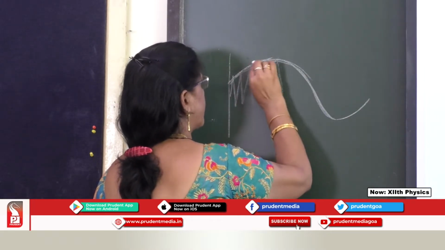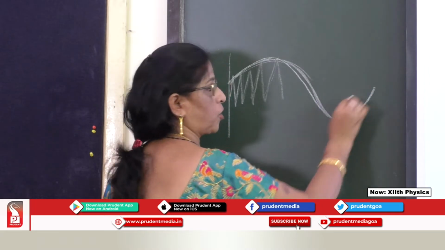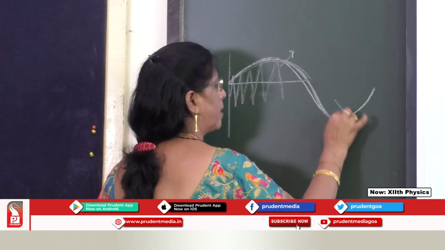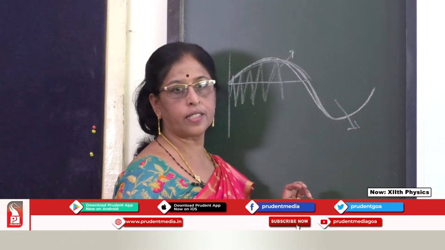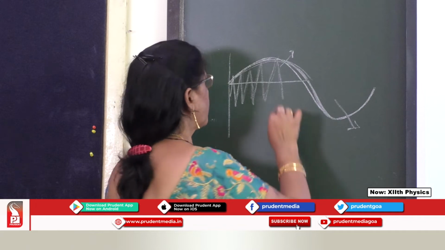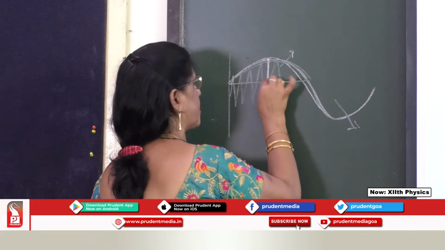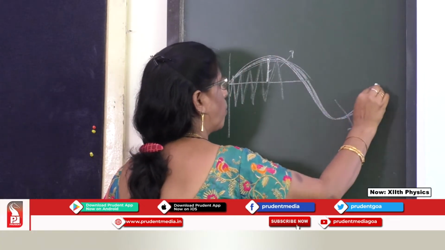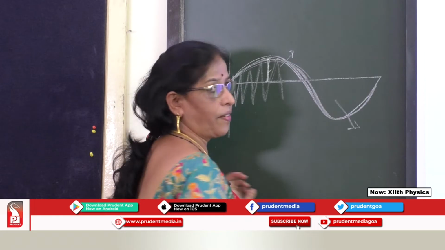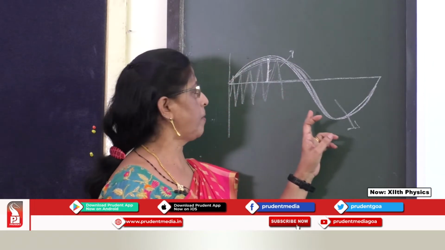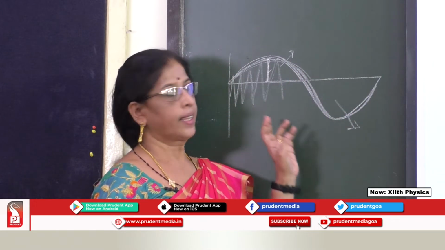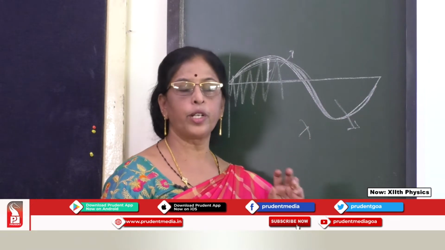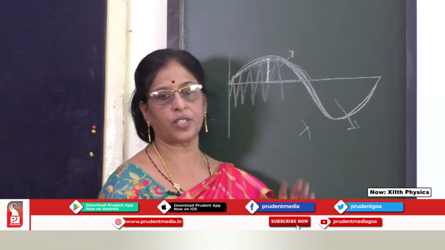The wave has a projection and a depression. The projection part, we call it a crest. The depression part, we call it a trough. This is the main one, we call it the amplitude. This is one full wave, which has a crest and a trough. A crest and a trough form a wave. The length of one wave is said to be lambda. We have seen this in the 11th standard.